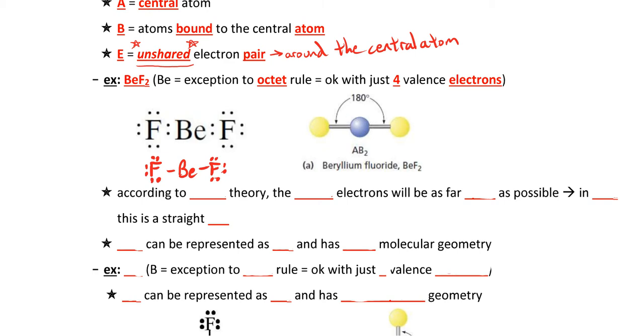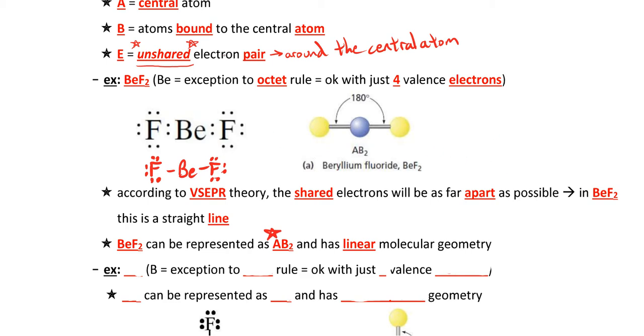Now, according to VSEPR theory, the shared electrons will be as far apart as possible. So in BeF2, beryllium fluoride, this is a straight line. BeF2 can be represented as AB2 and has a linear molecular geometry. Now, this is the key here. This code right here, AB2, you need to know how to derive that code from the molecule, and from the Lewis structure of the molecule.